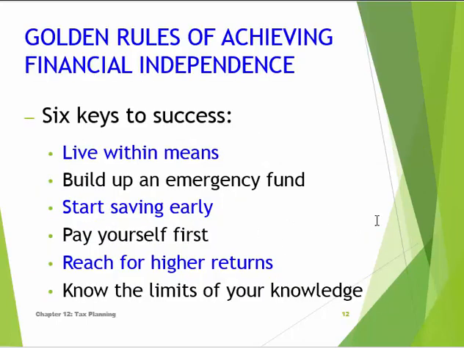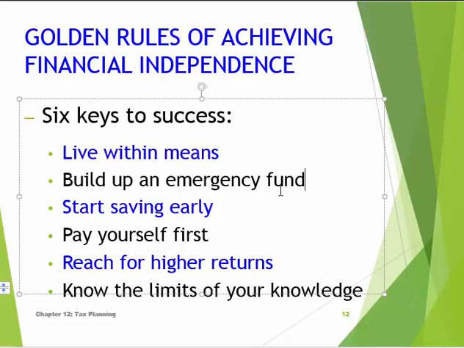So finally, right, we just have some golden rules to try to get to financial independence, right? There are really 6 keys to success. Live within your means. Don't borrow. Build up an emergency fund so that when bad things happen, when the rainy days get here, you have money to cover those occasions. Start saving as early as you possibly can. Pay yourself first.